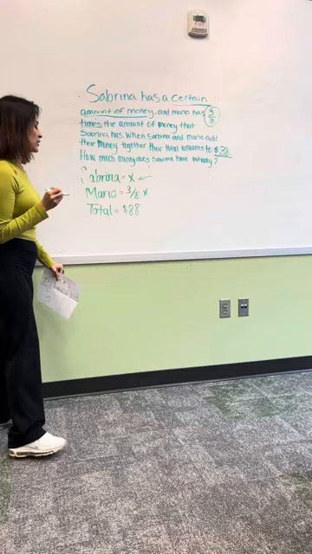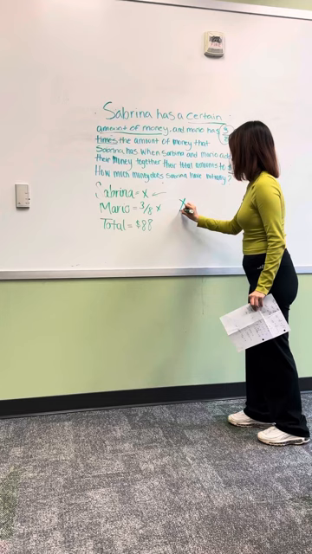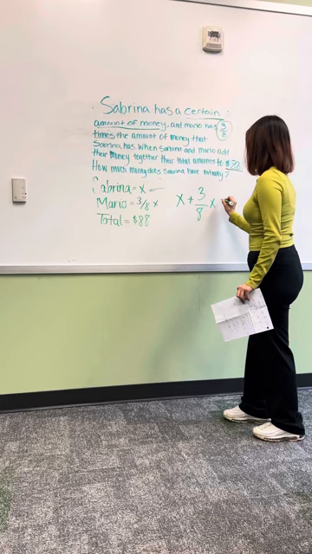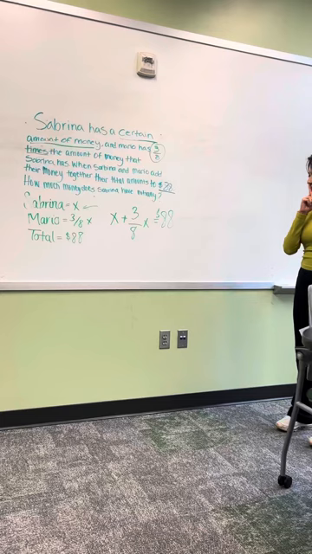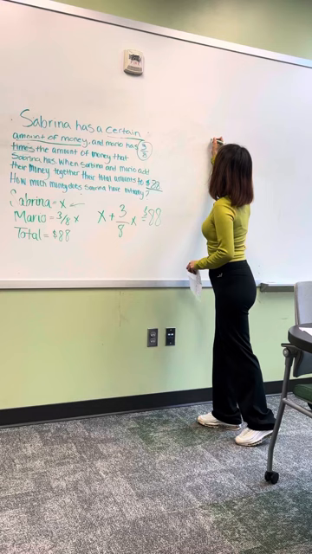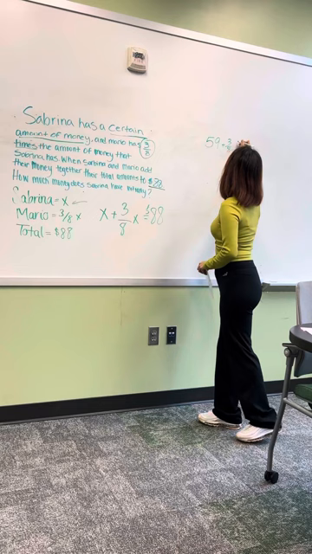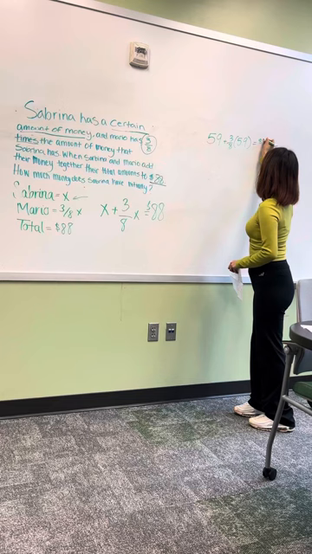So I'm gonna write our equation down. That'll be X plus 3/8 x equals $88. So I'm gonna make the educated guess and assume that Sabrina had $59. So I'm gonna plug that into my equation. 59 plus 3/8 times 59 equals hopefully 88. Let's go see.